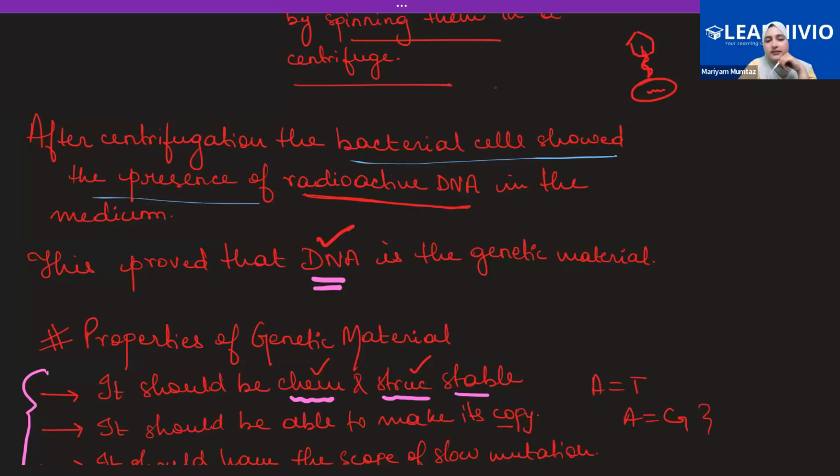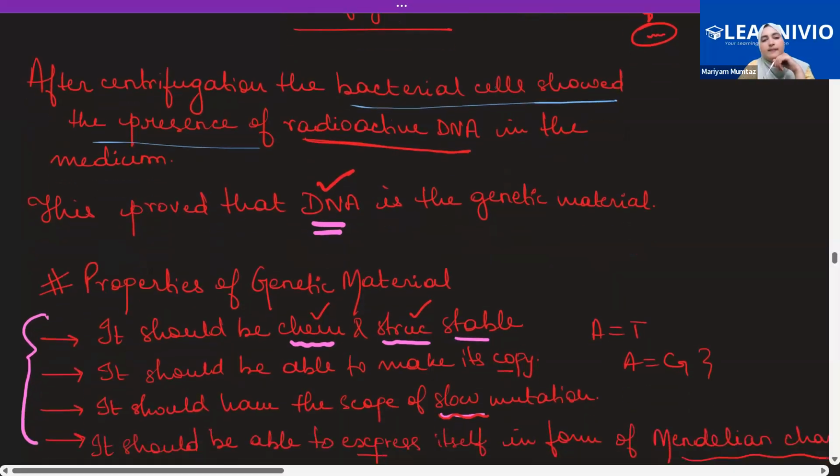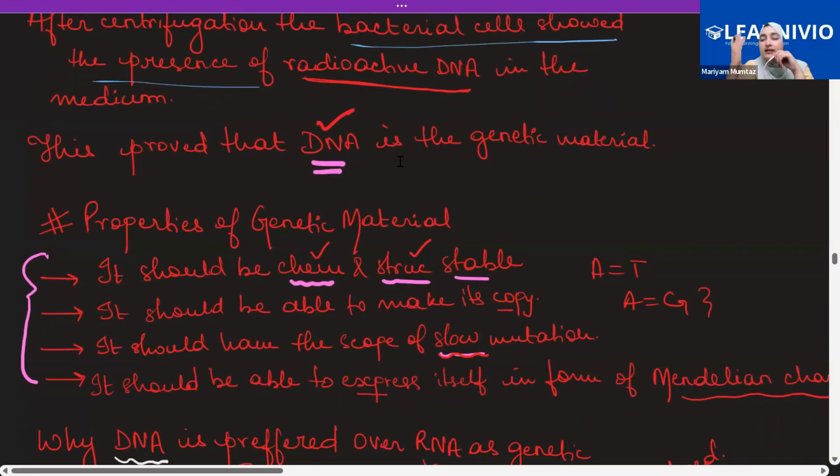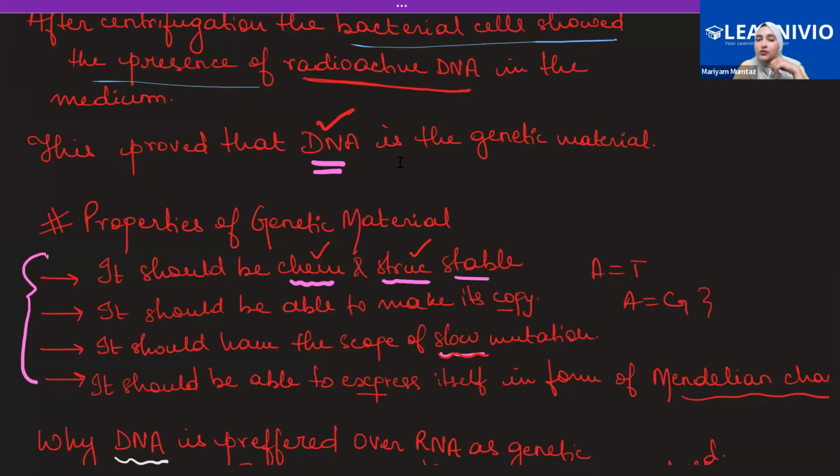Okay. Clear? Yes, ma'am. So they caused the infection, blending, and centrifugation to separate the particles to find out which was it actually. So at the end, after the centrifugation was done, they found out that it was the radioactive DNA that was found and not the sulfur. Clear?